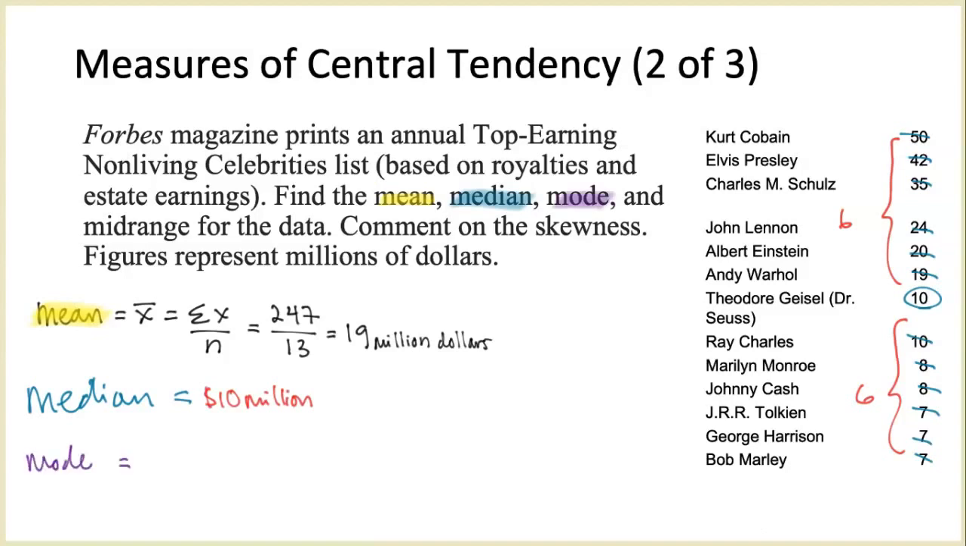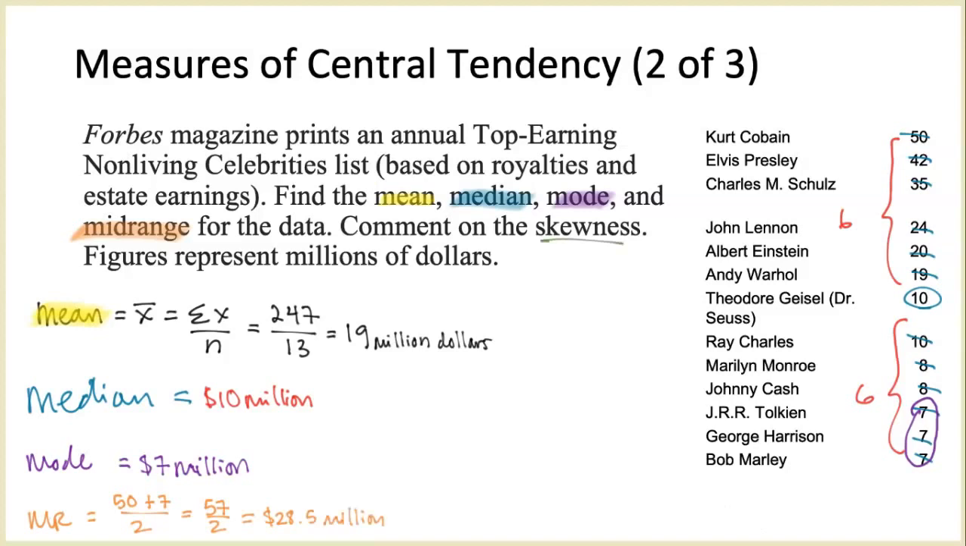For my mode, it's whichever value occurs the most. Several values repeat. There are 2 10s in the data set, there are 2 8s, and there are 3 7s. We want the one that repeats the most, and in this case, it would be the 3 7s. So 7 million would be our mode. For our mid-range, which is like a midpoint, we look at the largest and the smallest value. I add them together and divide by 2, and that's my midpoint value, which is 28.5 million.